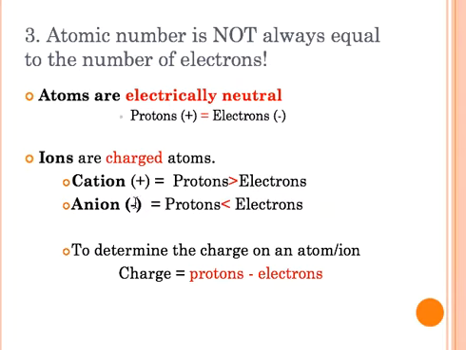An anion is a negatively charged atom. Okay, so that means that you have more electrons and fewer protons. Now, to determine the charge on any given atom or ion, you simply have to take the protons, which are positive, and subtract the electrons, which are negative. And we'll see some examples of those. So that's how you calculate the charge.